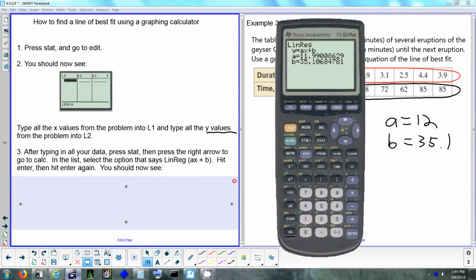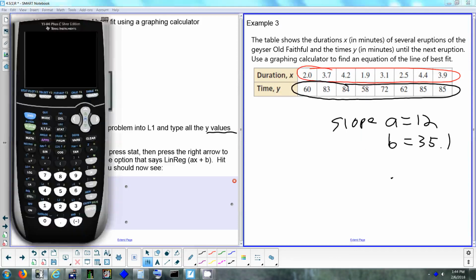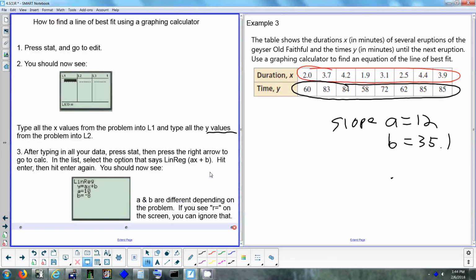A is the letter in front of X. What letter do we normally put in front of X? No, MX. We normally put an M. This calculator used an A. So A is taking the place of M, and what's M? Slope. So this is the slope of the perfect line that goes through that data. The first number is the slope.